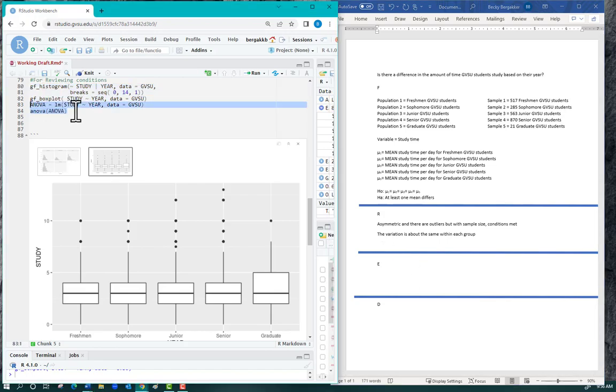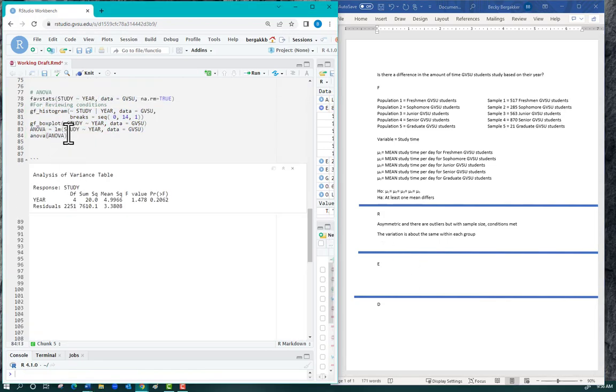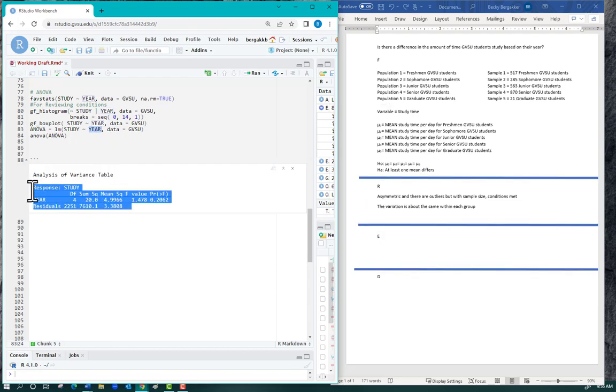So then the next part I'm going to do is run this ANOVA. Now for all of these, you'll notice, and this was true for the past R's, you have the variable that you are using as the quantitative variable coming in first, and then the tilde, and then the grouping variable. So that would be year.